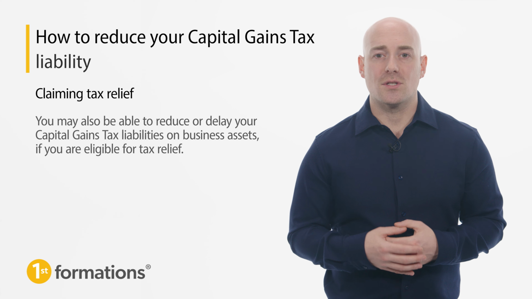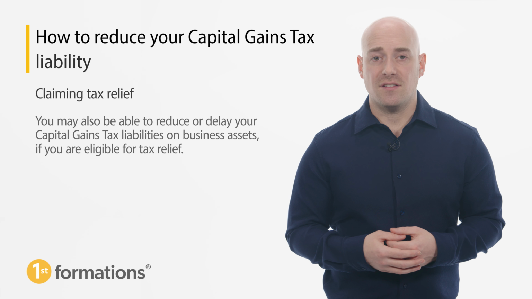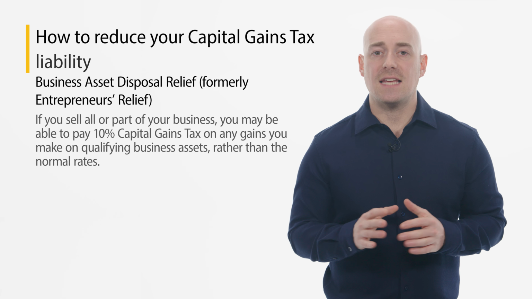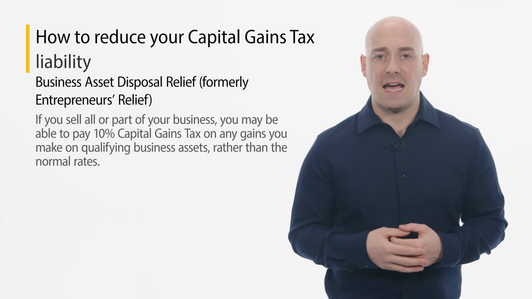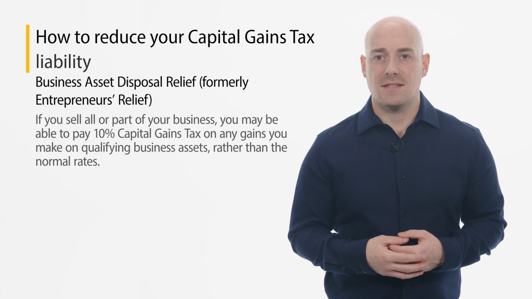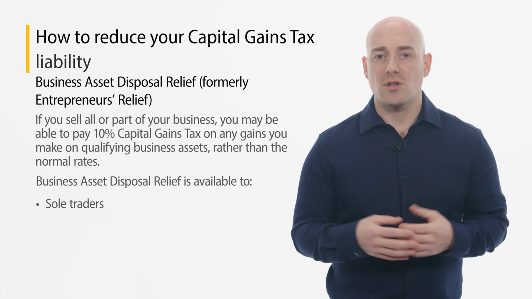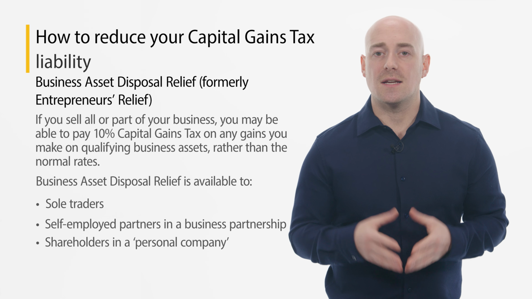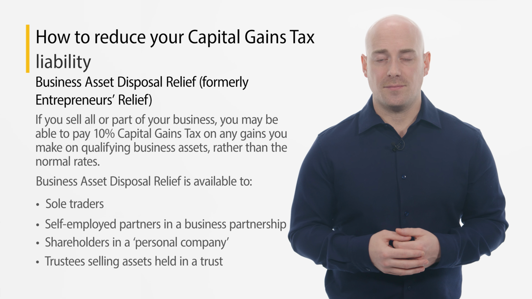You may also be able to reduce or delay your capital gains tax liabilities on business assets if you are eligible for tax relief. If you sell all or part of your business, you may be able to pay 10% capital gains tax on any gains you make on qualifying business assets rather than the normal rates. Business asset disposal relief is available to sole traders, self-employed partners in a business partnership, shareholders in a personal company, and trustees selling assets held in a trust.